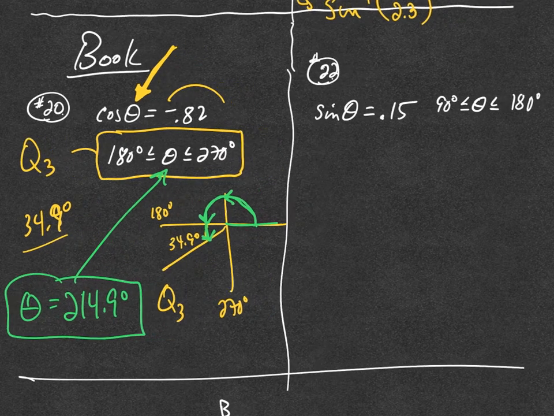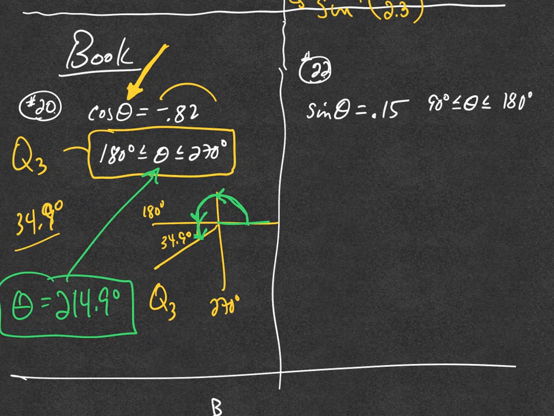Please notice that that angle is in between 180 and 270. Let me scooch over the screen just a hair. Now we'll do this next one. If I tell you the sine of theta is 0.15 and I ask you to find an angle between 90 and 180, can you guys get that done?